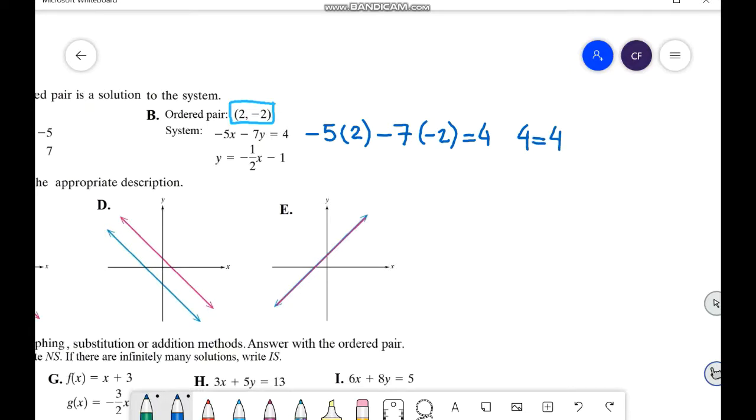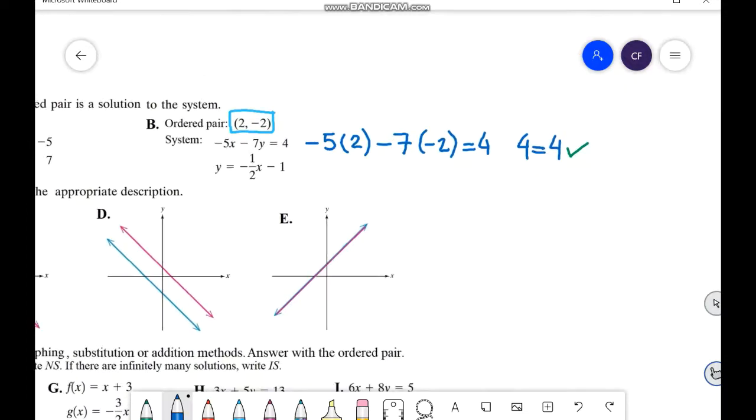Is this true or false? Is 4 equals 4? Yes or no? True, right? 4 equals 4. That's true. That's nice. Now let's check the next one.